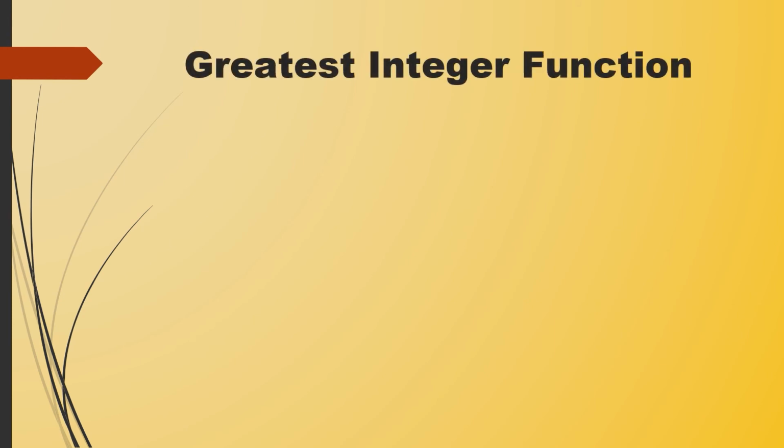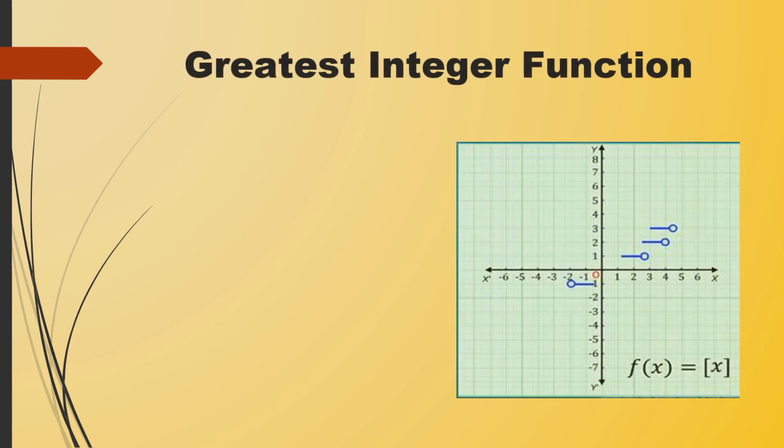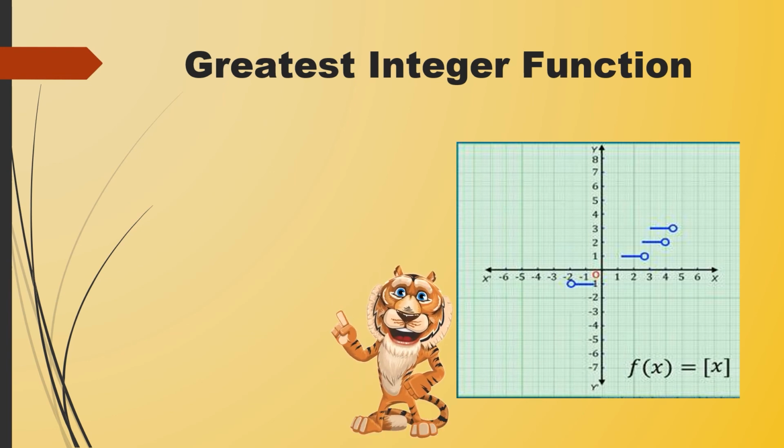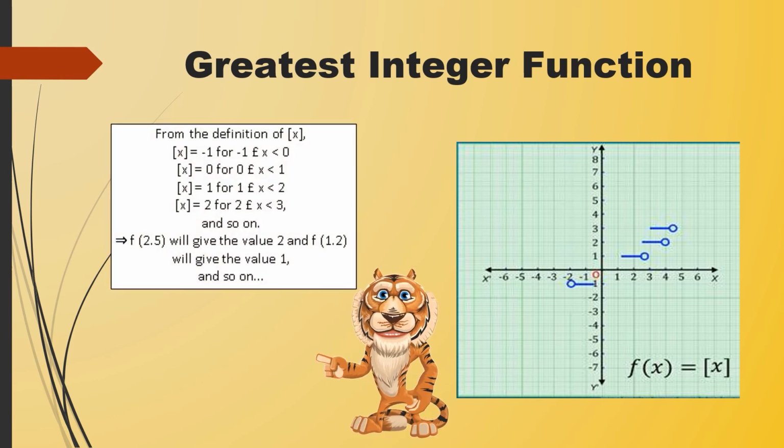Greatest integer function. A function f defined by f(x) equal to the greatest integer of x assumes the value of the greatest integer less than or equal to x. f(2.5) will give the value 2 and f(1.2) will give the value 1, whereas f(minus 1.2) will give the value minus 2.